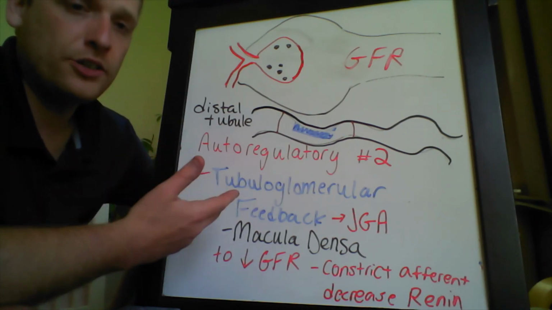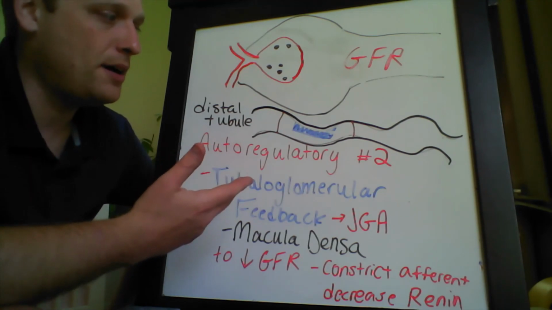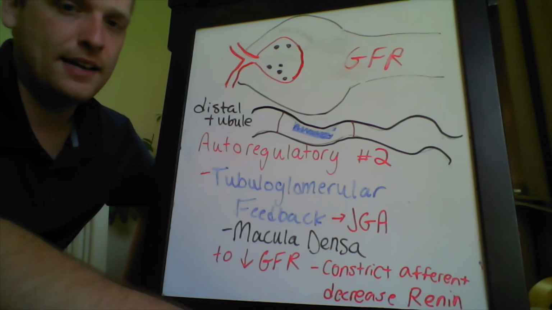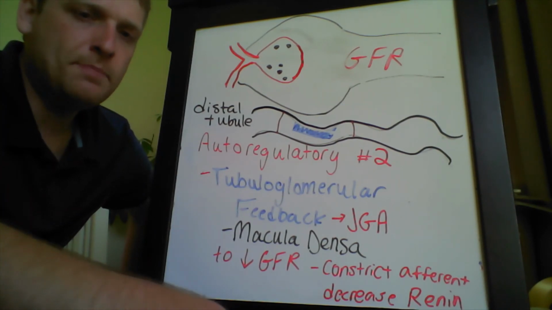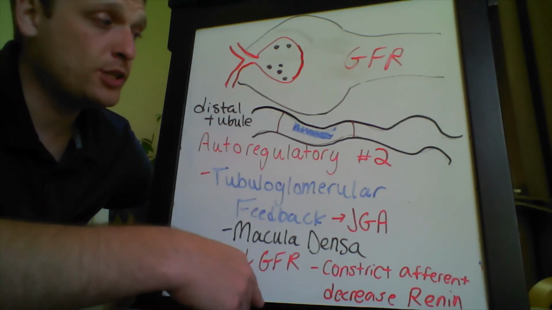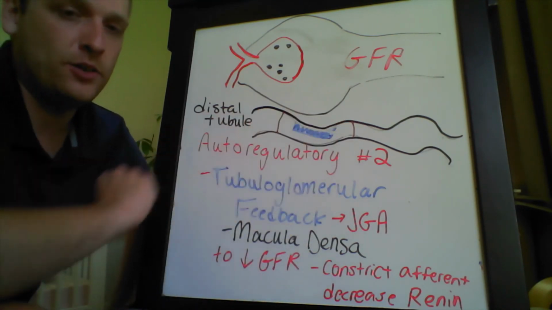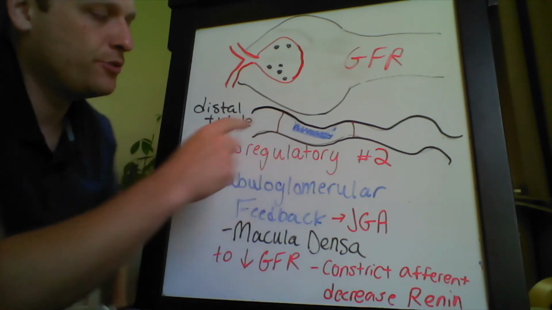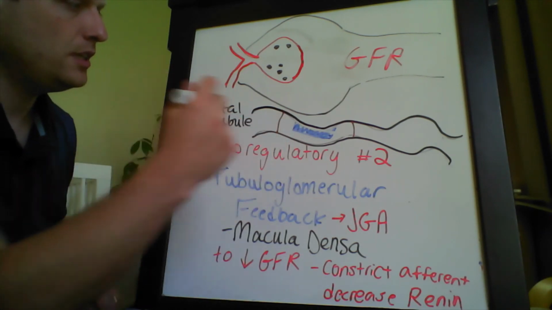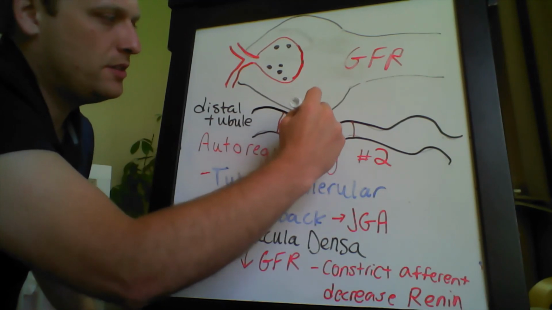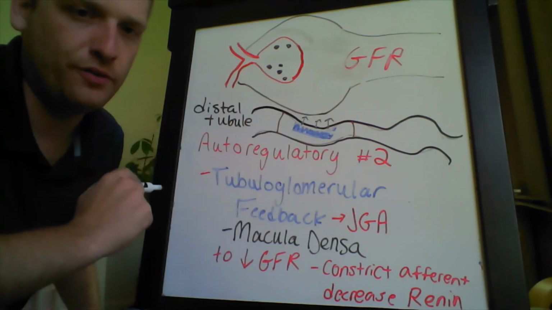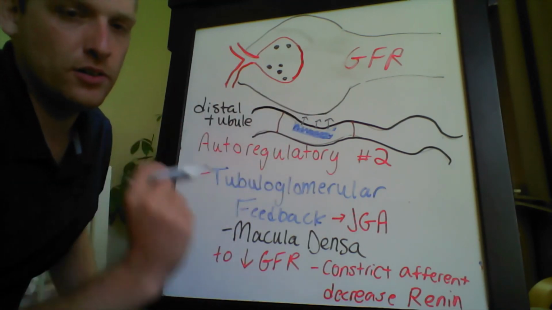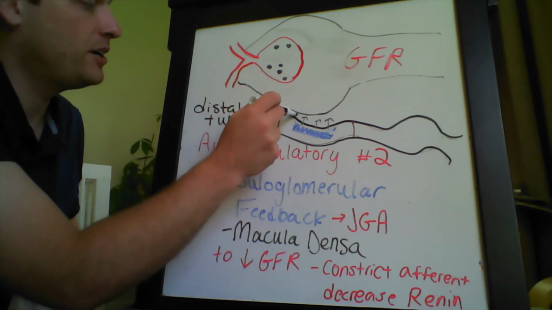And the more electrolytes there are, the more that are going to be pumped. The juxtaglomerular apparatus can actually sense that. So what these macula densa cells will do in response to an increase in those ions flowing through the distal tubule is release chemicals into the interstitial fluid surrounding these cells. So they're going to send a chemical signal to the glomerular apparatus.